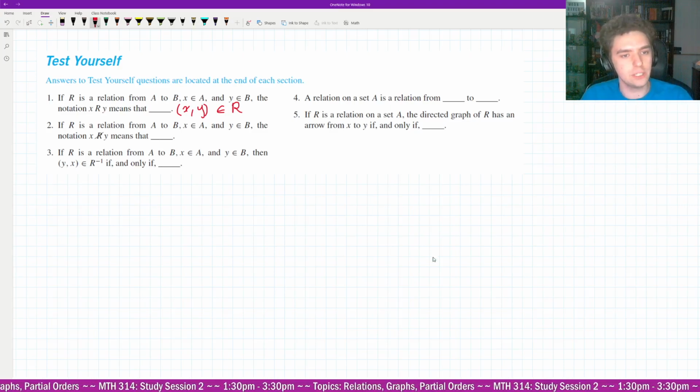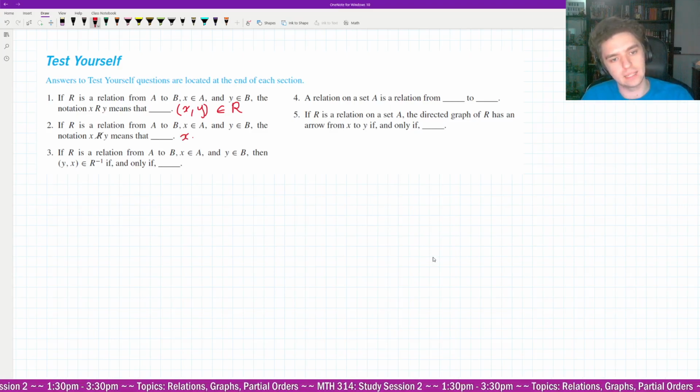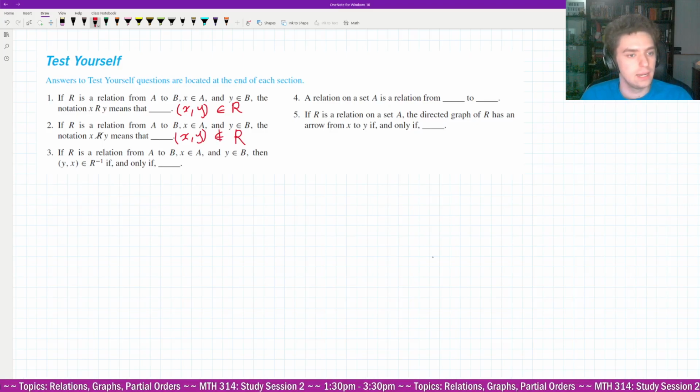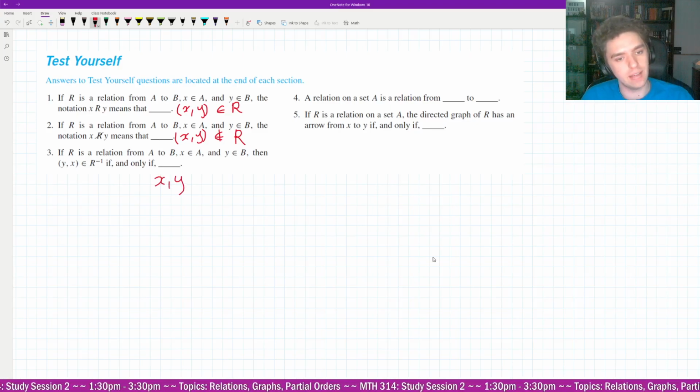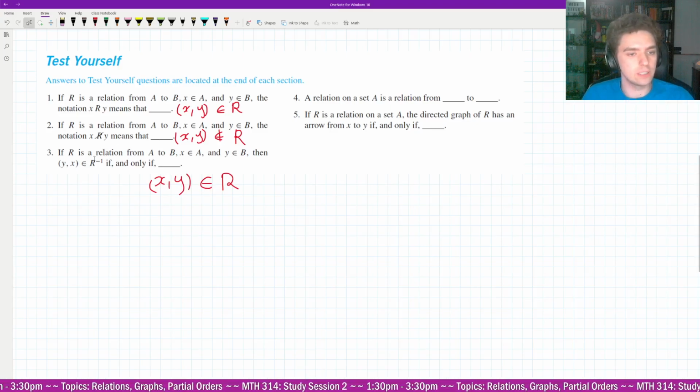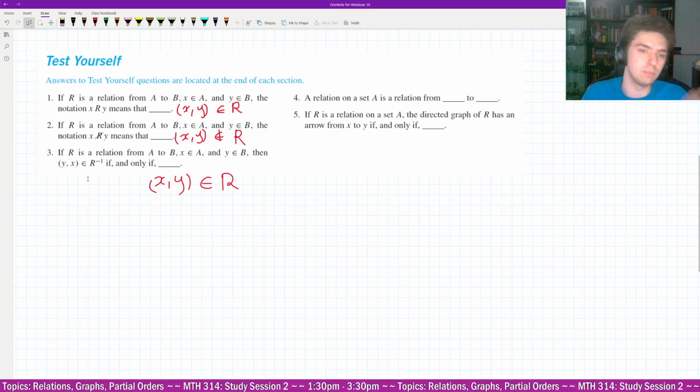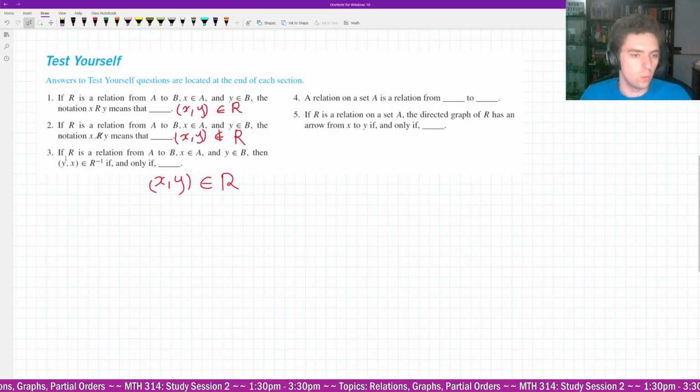If R is a relation from A to B, X is in A, Y is in B, the notation X not related to Y means that X, Y is not an element of R. That's all it is. If R is a relation from A to B, X is in A, Y is in B, then Y, X is an element of R inverse if and only if X, Y is an element of R, because R inverse is the inverse relation, which takes all the elements from B and puts them back to A.